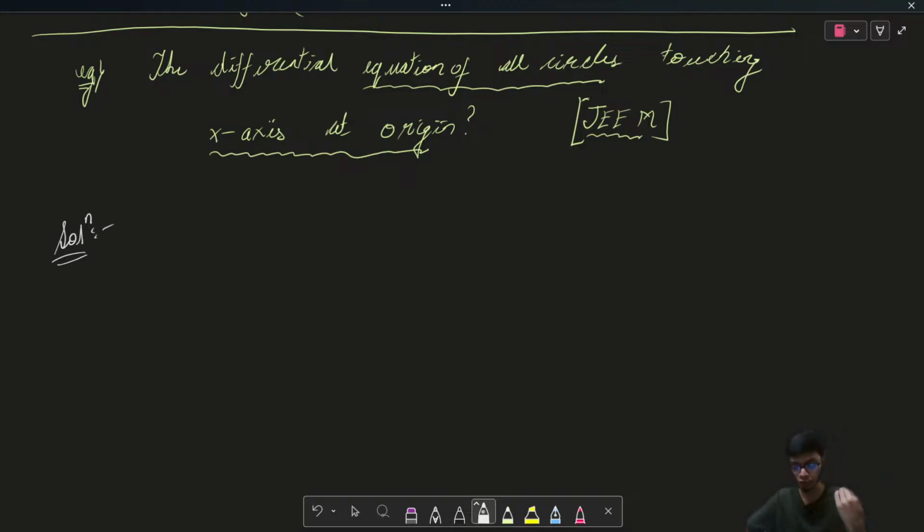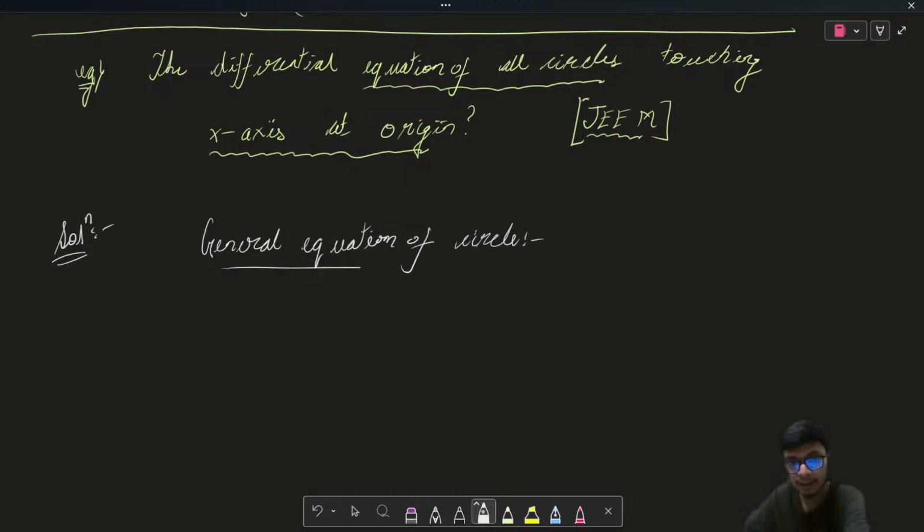First of all, I would request all of you to please let me know how you are going to formulate the required family of curves equation here, right? So if I try to understand how to write the equation of a circle touching the x-axis at origin, right? If I ask you what the general equation of a circle is, with center at (a, b) and radius equal to r, how am I going to write the general equation of the circle?